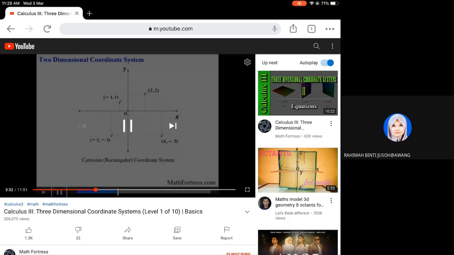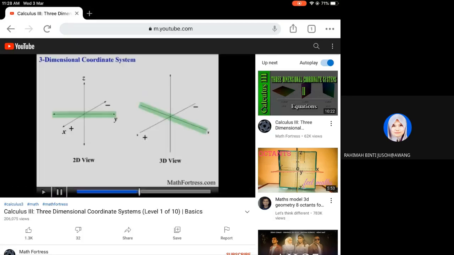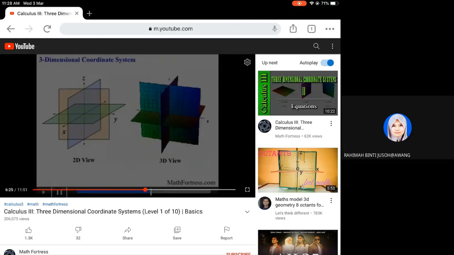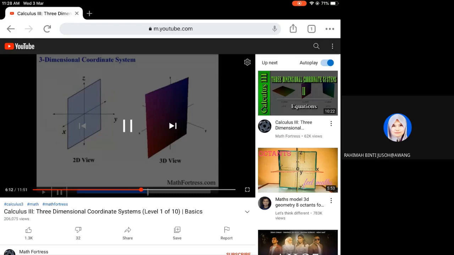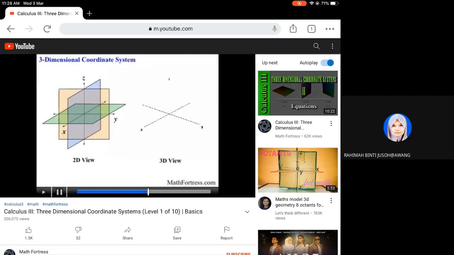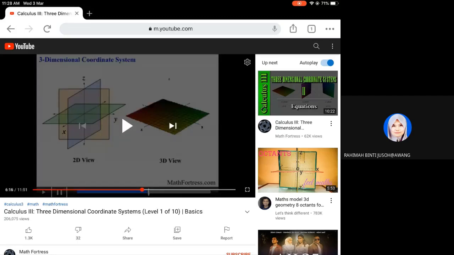Also notice that in two-dimensional coordinates, positive values are located here. The positive values and z axis. Together, the 3 coordinate planes divide space into.